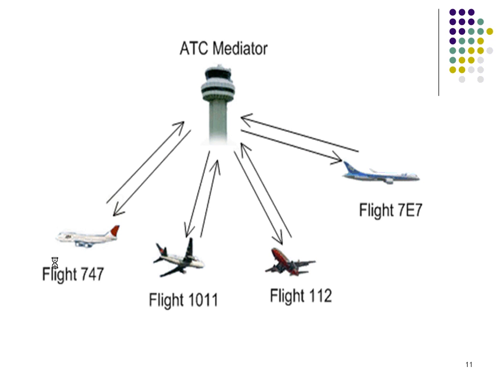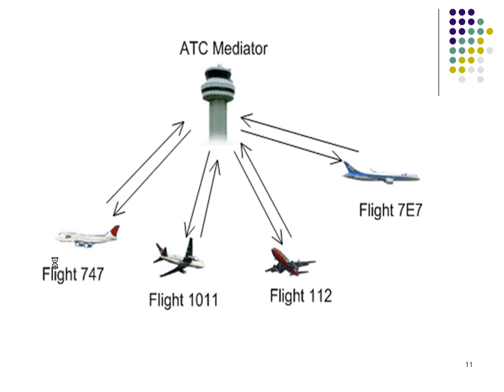Okay, so example number 2, a very quick example. Now this is not so much an example as an analogy. This picture shows 4 flights: flight 77, flight 112, flight 1011, and flight 747. Now all these flights are supposed to land at the Bangalore airport.